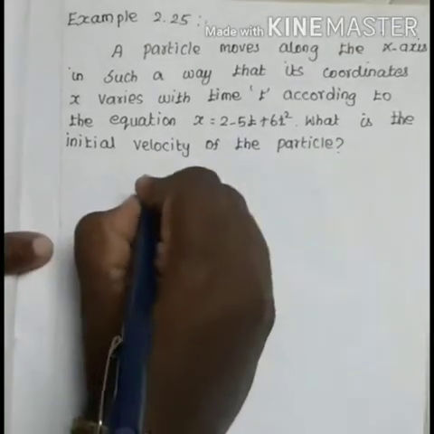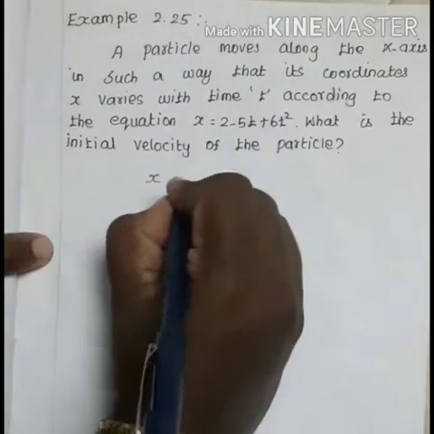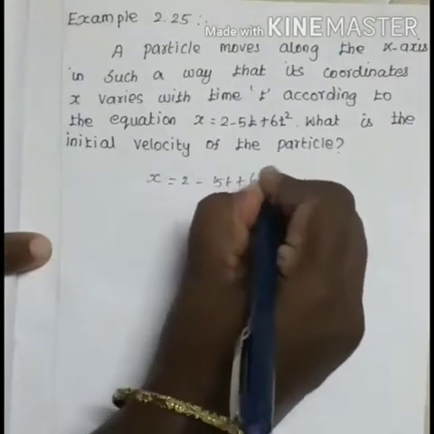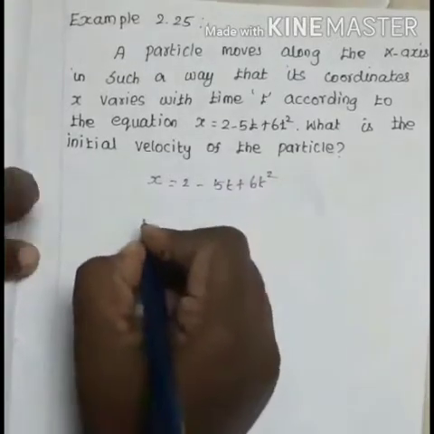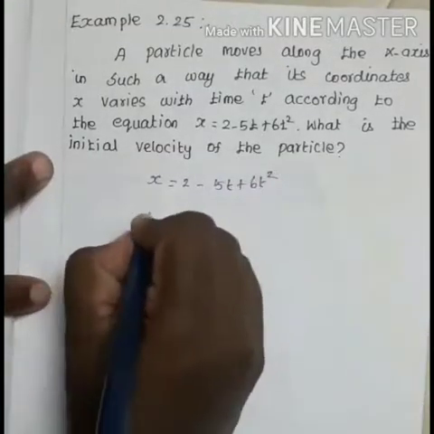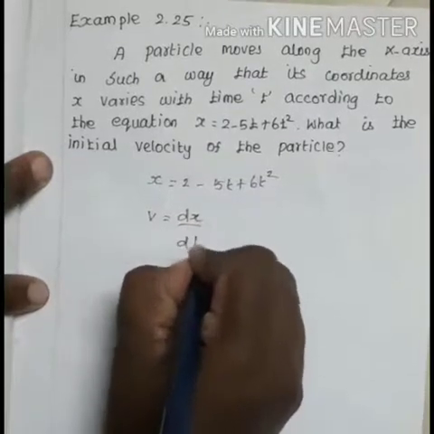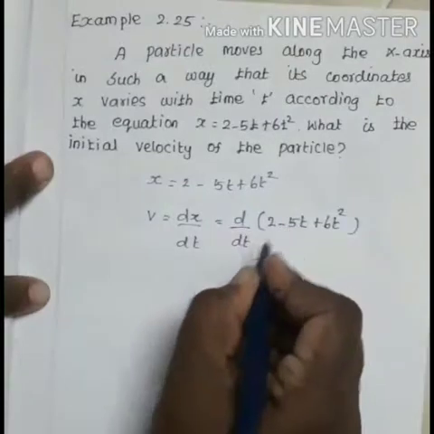The distance x = 2 - 5t + 6t². Now we find the value of velocity. Velocity v = dx/dt. Therefore, we differentiate this equation. So d/dt of the x value, 2 - 5t + 6t².